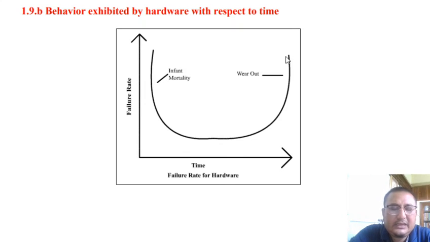So this is the actual curve exhibited by hardware with respect to time. If you see, it also resembles the cross section of a bathtub. That's the reason why it's also called the bathtub curve. So the nature of the curve exhibited by hardware with respect to time is also bathtub in nature.